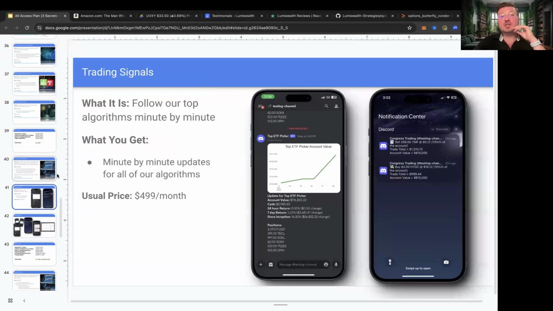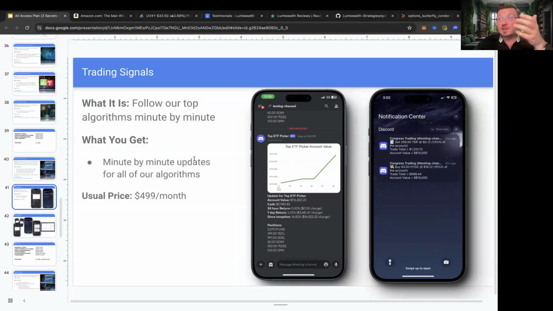Okay, then you also get our trading signals, right? Here's a picture of Discord, and you see it come in and you get these signals like, okay, sell this, buy this. It tells you what each one of these things are doing, right? You get minute by minute updates.